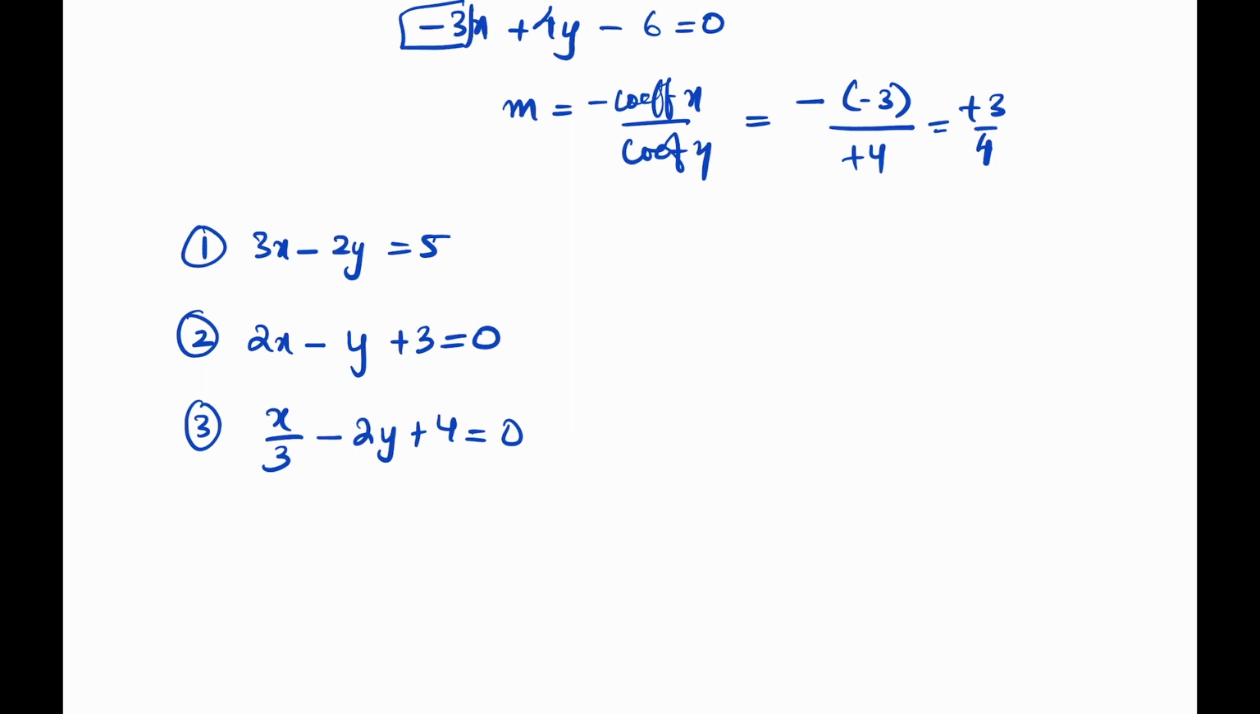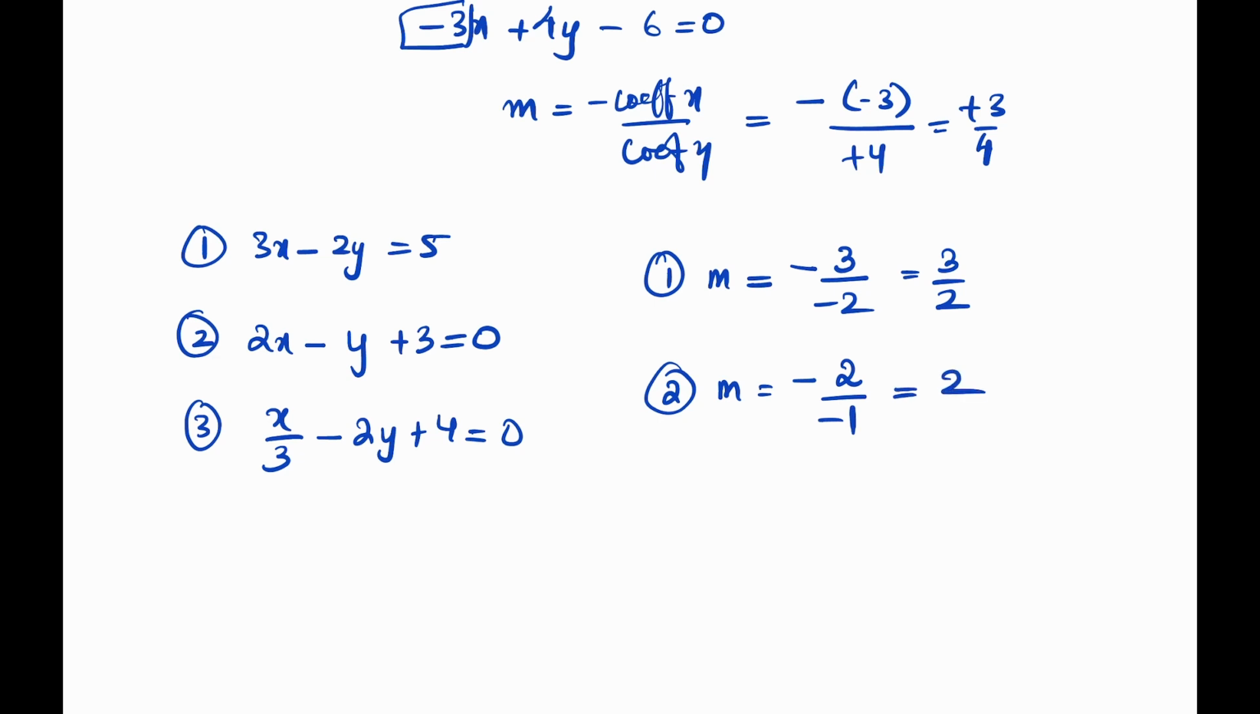Now try the following questions. Once you're done, resume the video. So in the first case, slope is equal to minus coefficient of x by coefficient of y, which is equal to 3 by 2. In the second case, m is equal to minus coefficient of x, that is 2, and minus coefficient of y, that is minus 1, which is equal to 2. Even in case of fractions also, you can do the same way. So in this case, m is equal to minus coefficient of x, that is 1 by 3, divided by minus 2. So if you simplify this, you'll get 1 by 6.